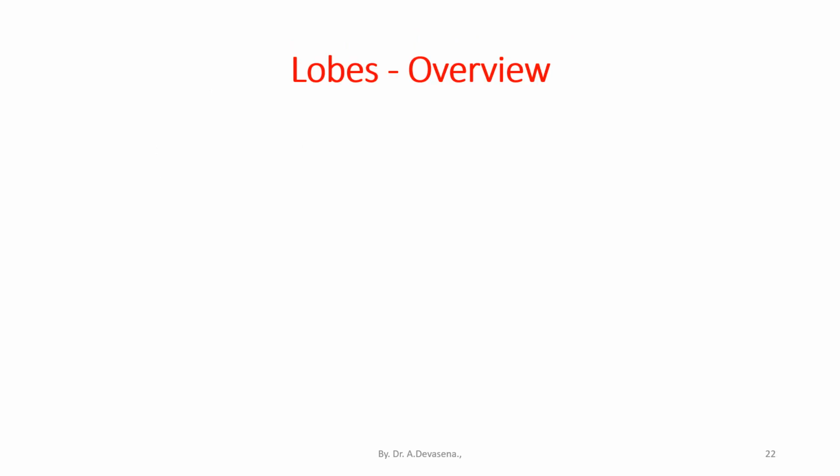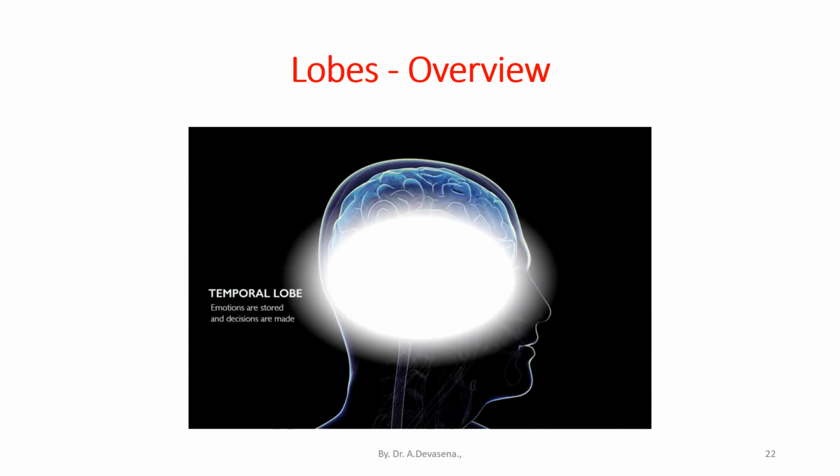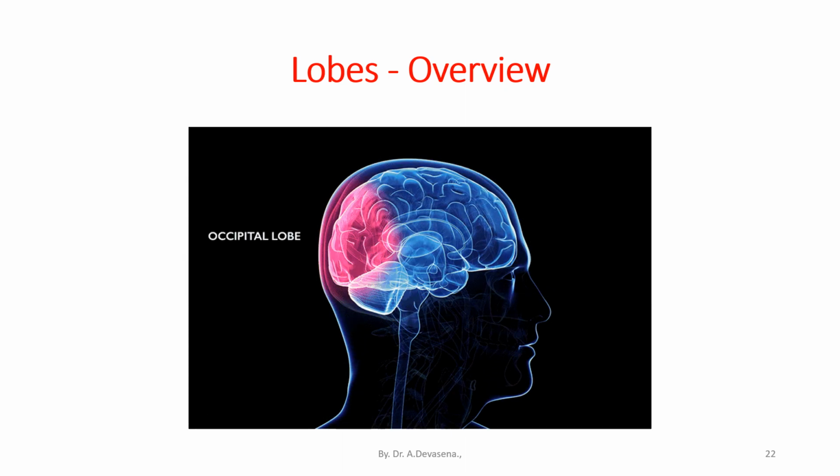Lobes overview. This is the representation of the four lobes. Frontal lobe: options are weighed by logic and modification. Temporal lobe: emotions are stored and decisions are made. Occipital lobe: images and colors visually processed. Parietal: information processed.